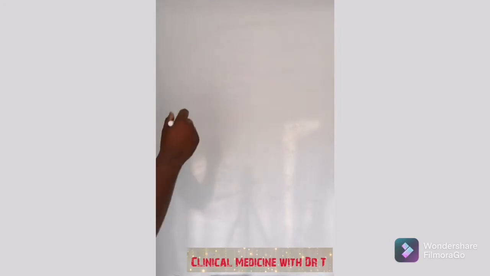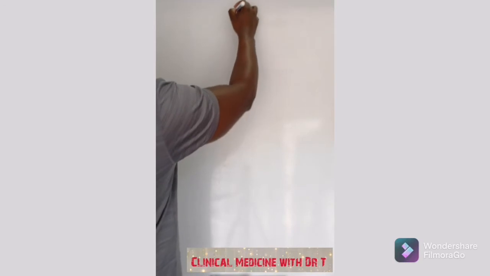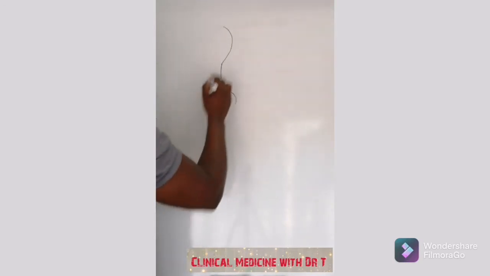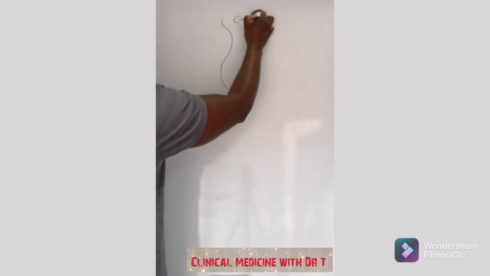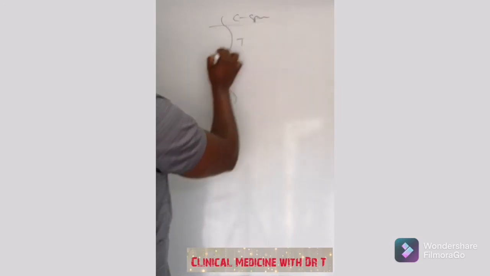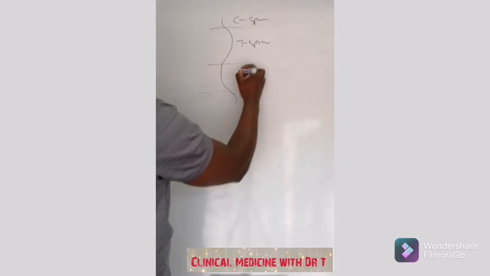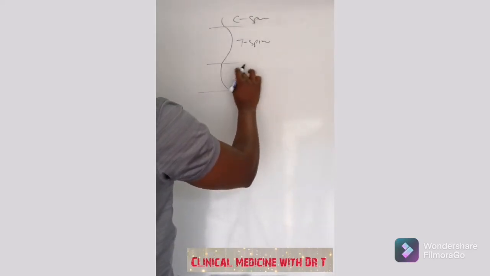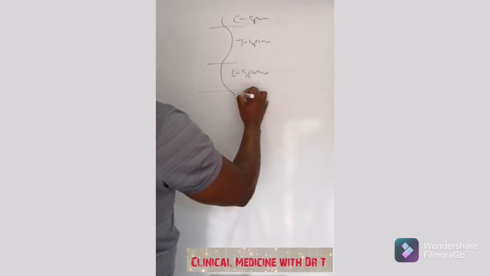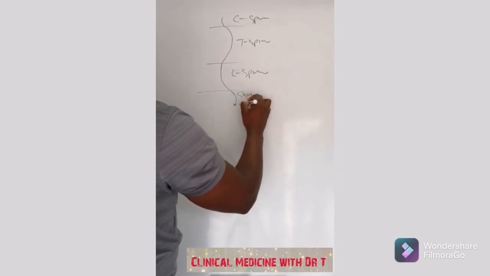So we said that you have your... this is our C spine, this is our T spine, this is our L spine, this is our sacrum, this is our heart.